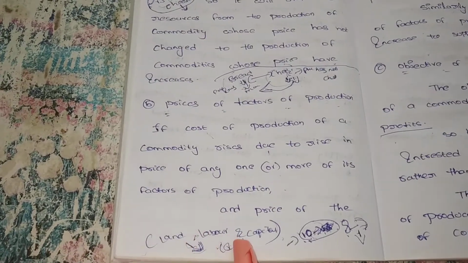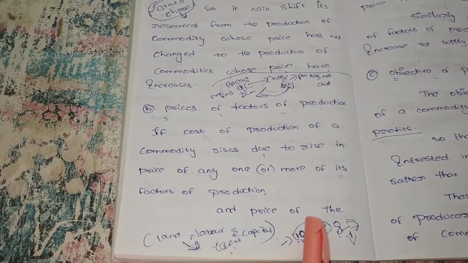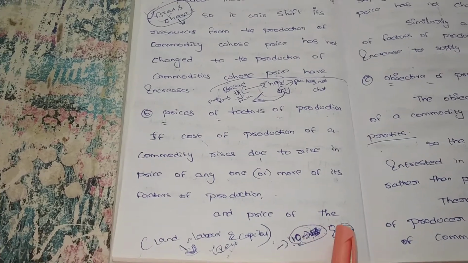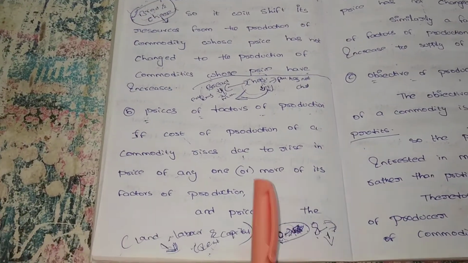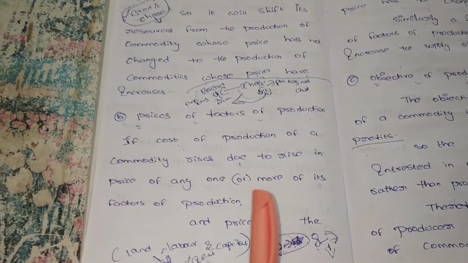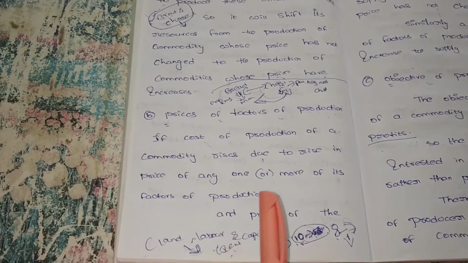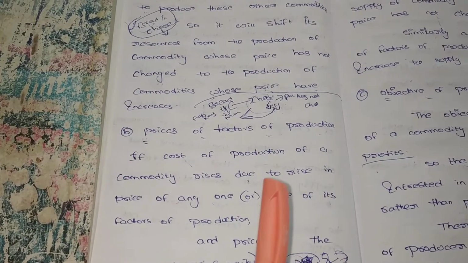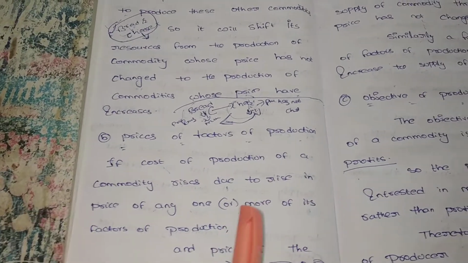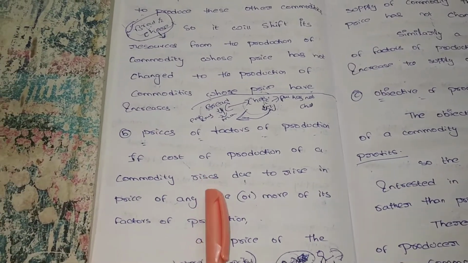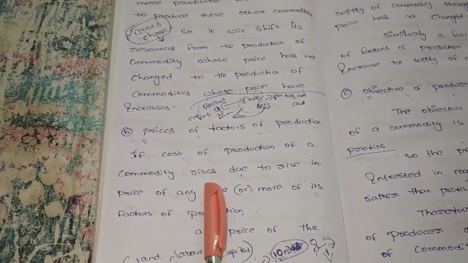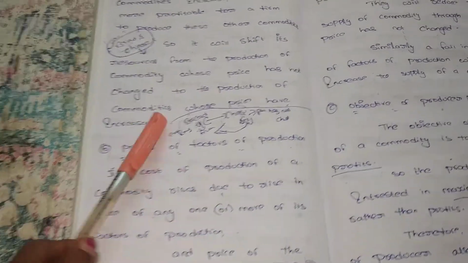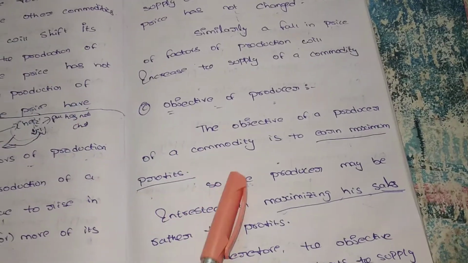If the land price increases, the cost of production of a particular good increases. Then the producer is unable to produce more goods, so supply decreases. If the land price decreases, then the producer gets more profit and is able to produce more goods, so the supply of the particular good increases. So we can say there is an inverse relationship between the prices of factors of production and supply.